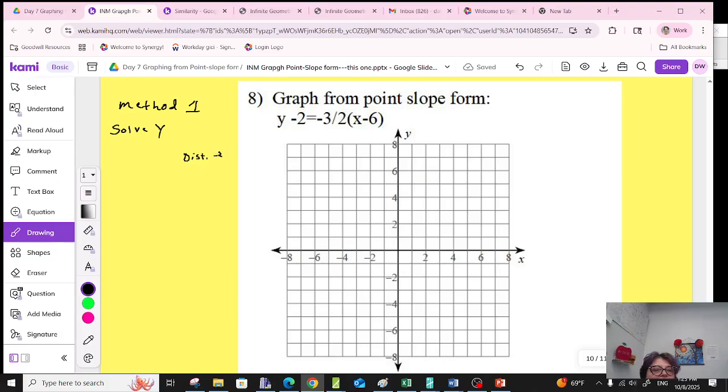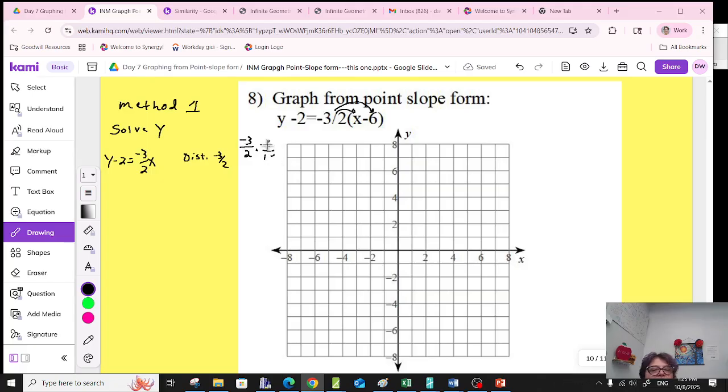That's -3/2. To distribute, you're going to multiply this -3/2 to both of these. So the first one is just -3/2 x, because there's no number in front of the x. Now the second one, you can use your calculator, or you can do it by hand. So I'm going to do this over here. -3/2 times -6. Somebody said 9, and that is correct. I'm going to put it over 1.